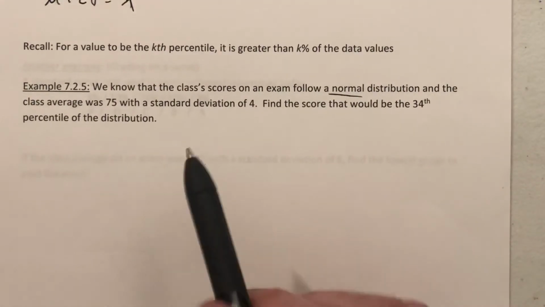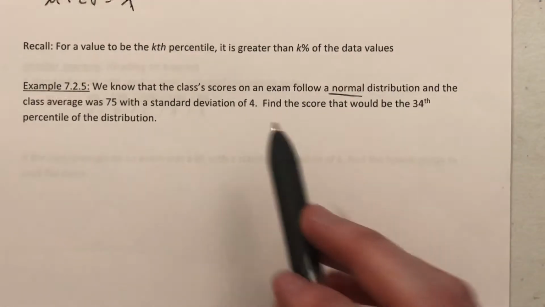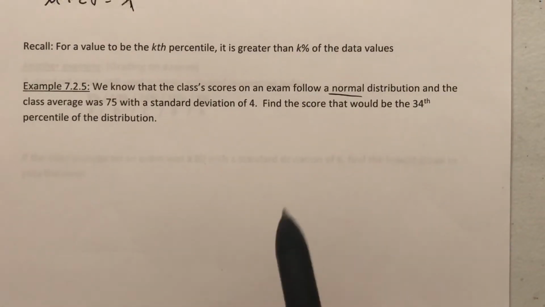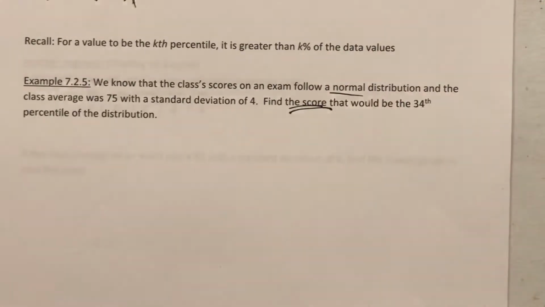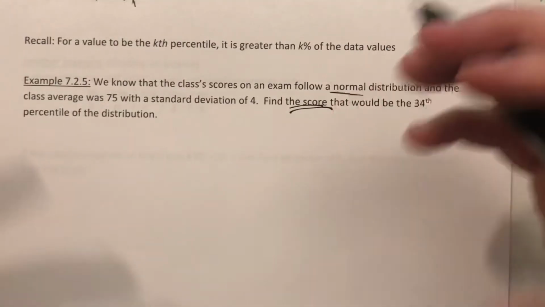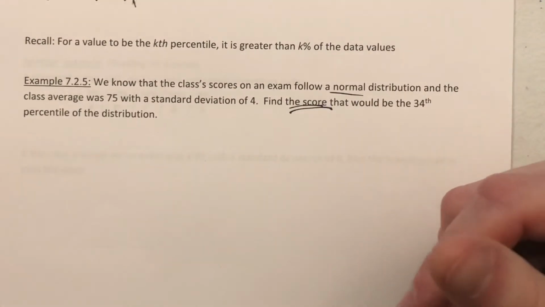So notice, just to compare real quickly this question to the other questions in 7.2, we're not asking you for probability. We're not asking you for percentage or proportion, right? We're asking you for the score, the number, the value. That's what keys you in on. This is the question in 7.2 that is going in that opposite direction, the ones we were doing earlier.